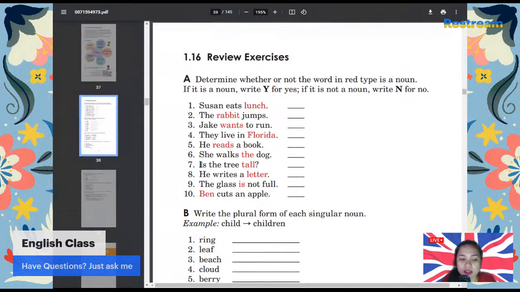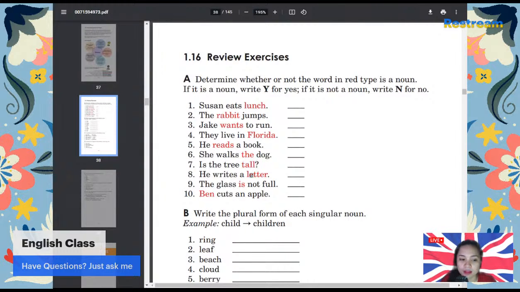Okay, next, number seven. Is the tree tall? We have the word tall in red. So is tall a noun or no? It's not a noun because tall is an adjective. It is used for describing a noun.